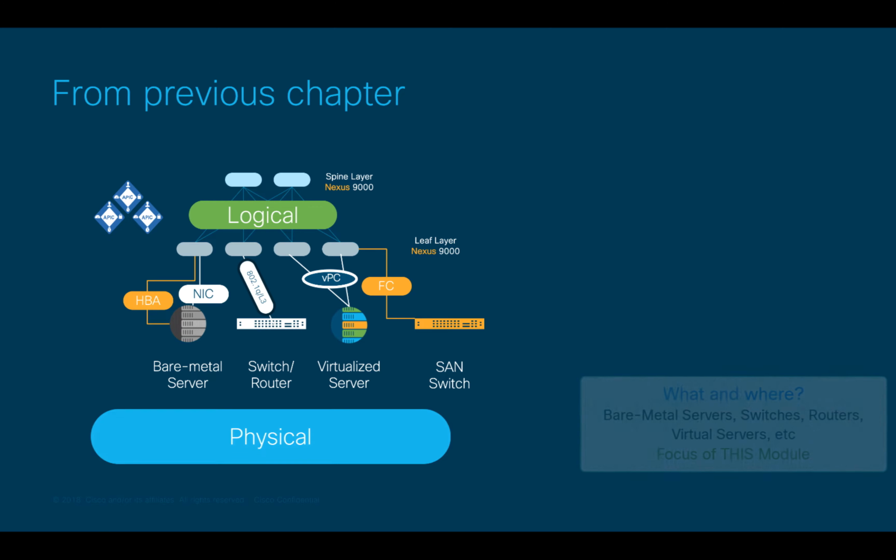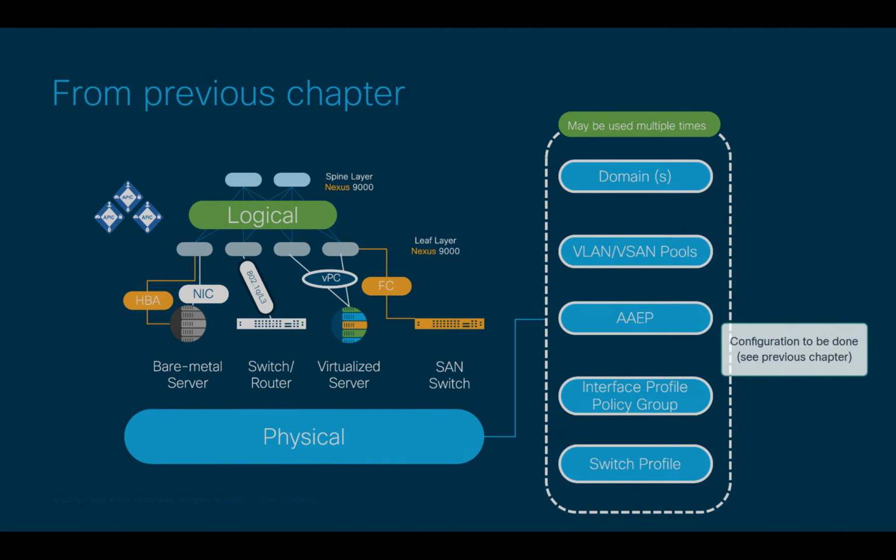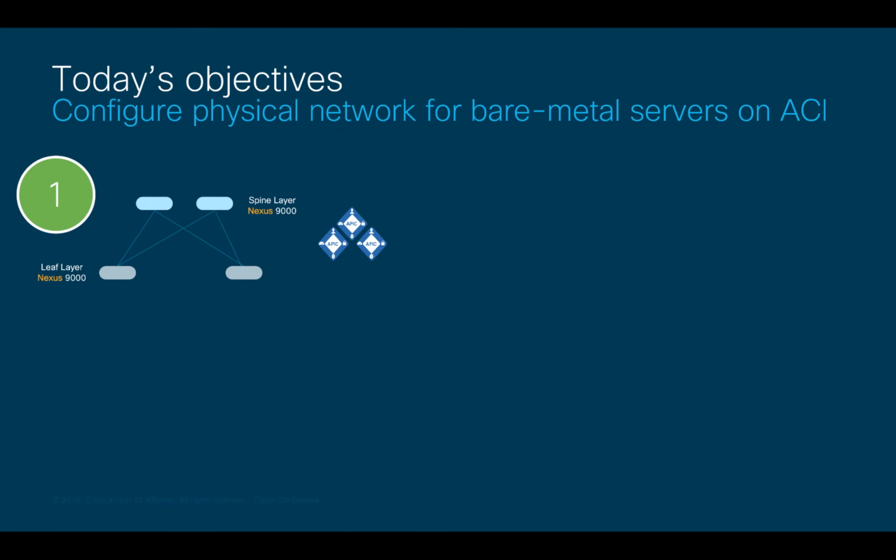We also learned that first, we need to configure the physical network by asking ourselves a set of simple questions that will allow us to connect pretty much anything to ACI. If you need to review those questions, please take a look at the previous chapter, since we will be using them extensively. In today's chapter, we will configure the physical network for single NIC bare metal servers.